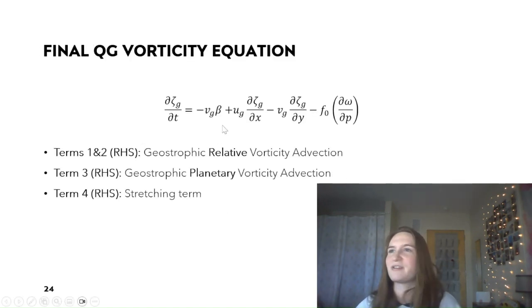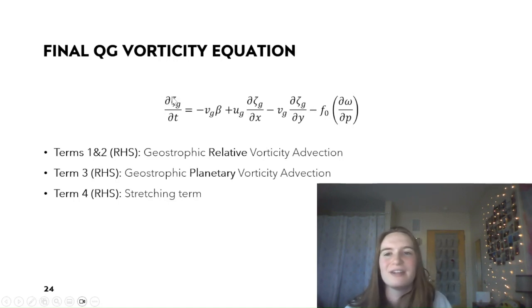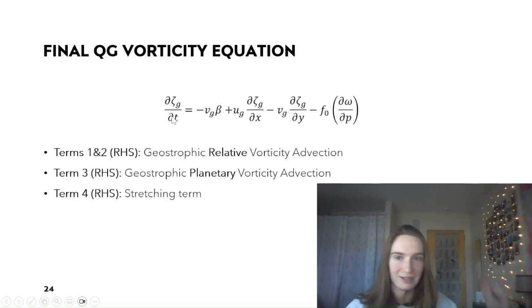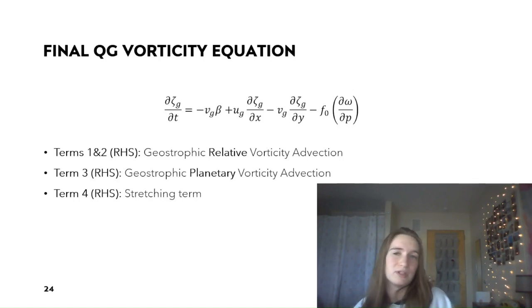Here's our final form. Term 1 and 2 on the right-hand side. So actually, let's start with the left-hand side, right? This is saying, how does geostrophic relative vorticity change with time? Vorticity tendency. So you'll see I've written QG vorticity equation. When we're talking about a QG vorticity equation, we mean QG vorticity tendency. I talked about that a little bit last semester, the nomenclature we were using, but I just want to rehash it. QG vorticity equation is equal to QG vorticity tendency equation. We're not super strict about it, so sometimes it can get confusing, but that's how it is.